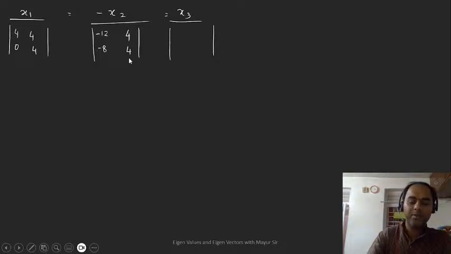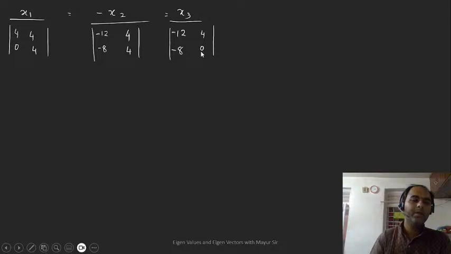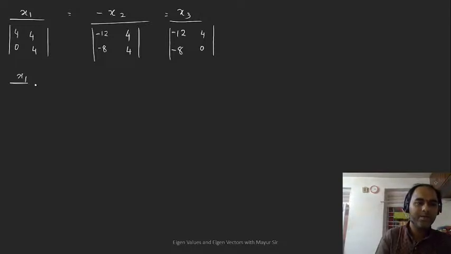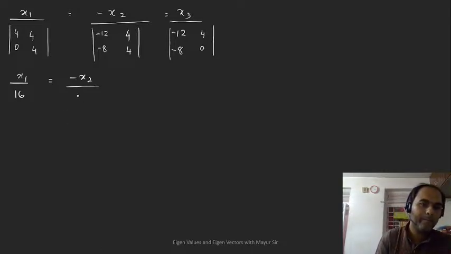And when you do it for the third one, what you get is -12, -8, and 4, 0, right? So you are hiding the third column. Okay, so on calculation x1 is 16, here minus x2, how much does that give you? -48 and 32. -48 plus 32. x3, when you have this is gone, 0, so there's 32 again.